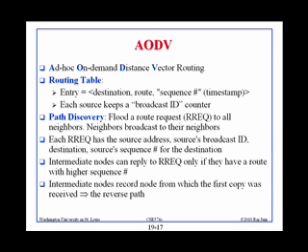Each source keeps a broadcast ID counter. So each source also keeps a broadcast ID counter. So I sent you the 10th request, 11th request, 12th request. So that's a number I keep. So when I want to get a path, I send a request, I flood a request, and the neighbor broadcasts to their neighbors. Each request has the source address, the source broadcast ID, destination, and the source sequence number for the destination.